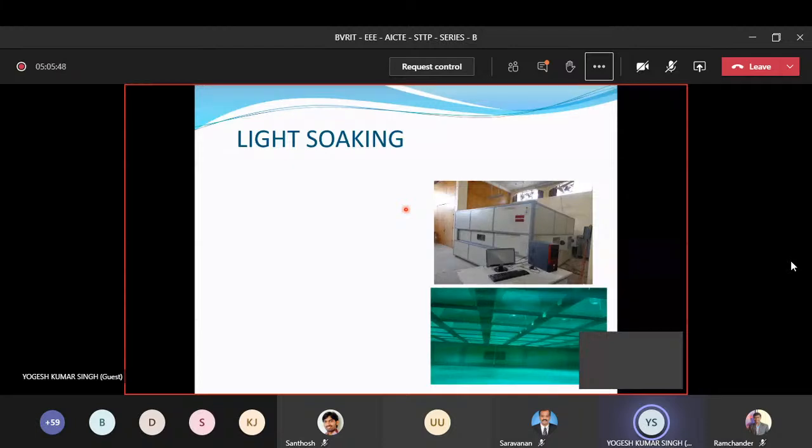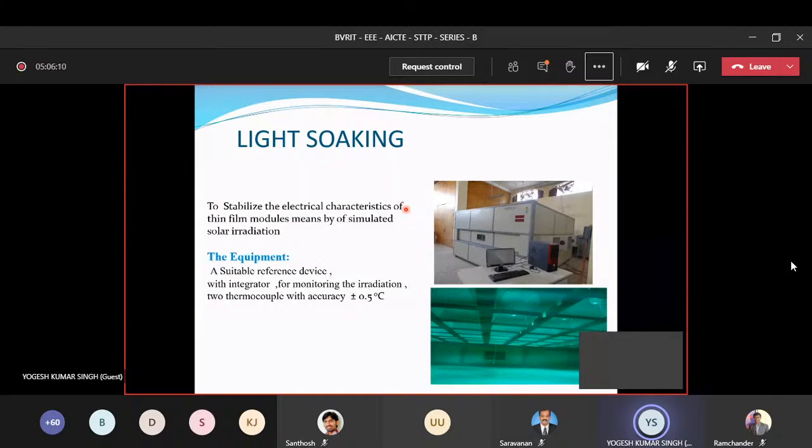It stabilizes the electrical characteristic of the thin film module under simulated solar irradiance. What equipment is required? The major equipment includes suitable reference devices with integrity of monitoring and irradiation, and two thermocouples with an accuracy of plus or minus 0.5%. We will cover all these things in this workshop, and now we will talk about light soaking and other things. These are the major instruments required for the system.